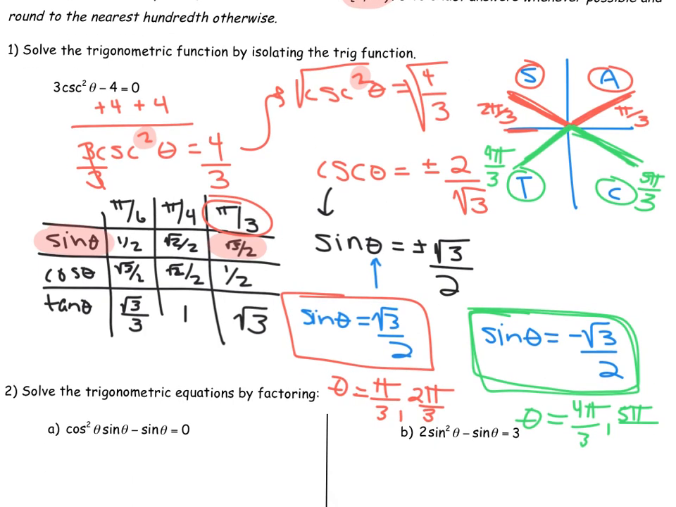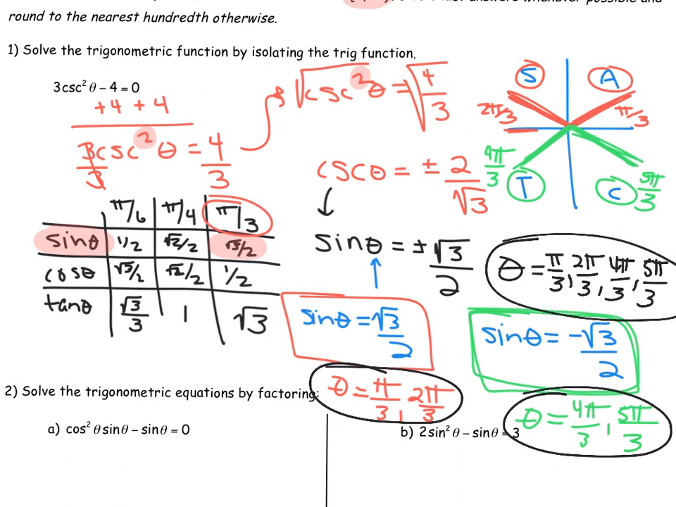Let's see, fit that on here. Okay. All right. So those are my 4 angle measures. You have theta equals pi over 3, 2 pi over 3, and then 4 pi over 3 and 5 pi over 3. So you have 4 angle measures. Okay? There you have it. I just circled it there for you here in black. Okay? All right, let's move on.